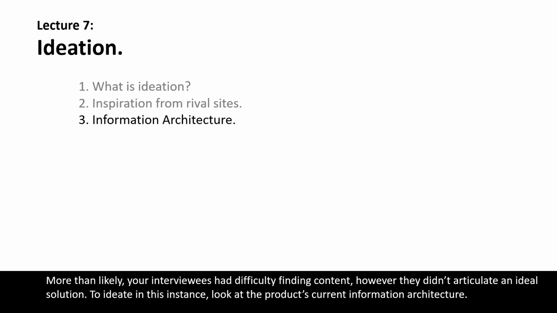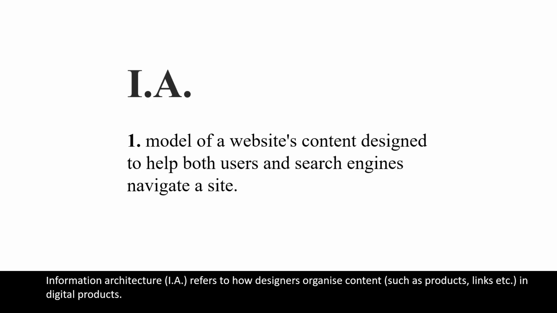More than likely, your interviewees had difficulty finding content. However, they didn't articulate an ideal solution. To ideate in this instance, look at the product's current information architecture. Information architecture, or IA, refers to how designers organize content such as products, links, etc.